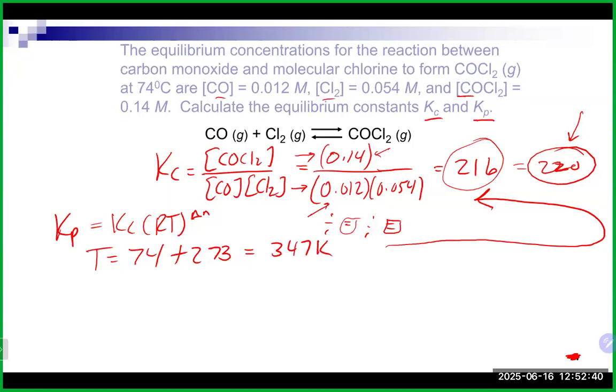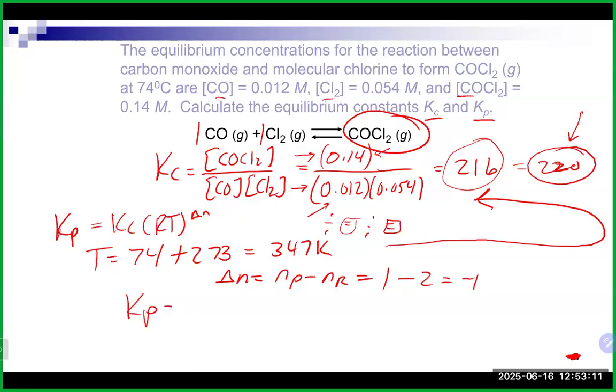The R again is our constant. We want our delta n. And again, here we do want to go products minus reactants. So the moles of the products minus the moles of the reactants. On this side, the coefficient is 1, which means we have 1 mole of gas on the right-hand side, minus our reactants, which is a 1 and a 1. So that is a 2. So it is minus 1 in this case in terms of our delta n, our products minus our reactants. At this point, we have everything we need.